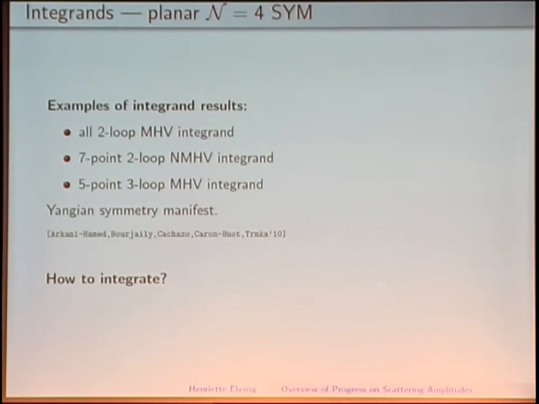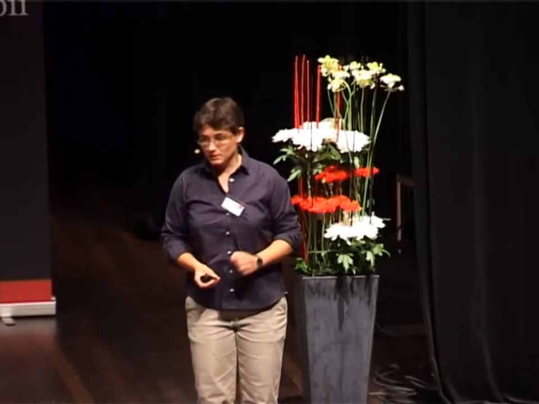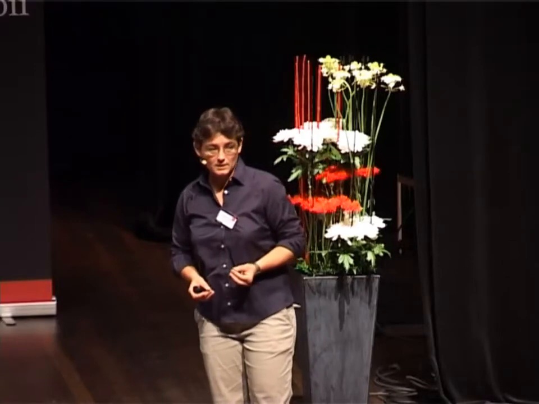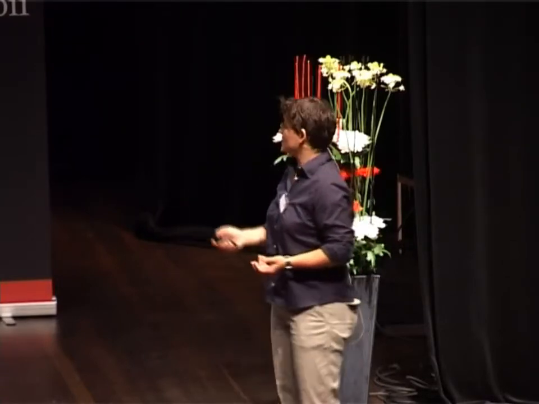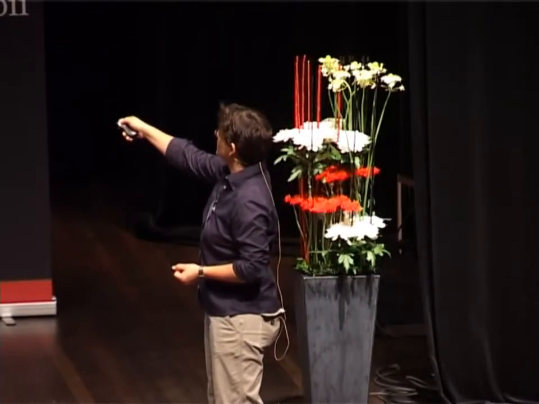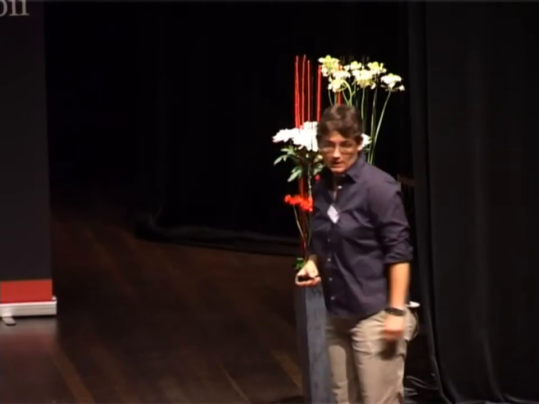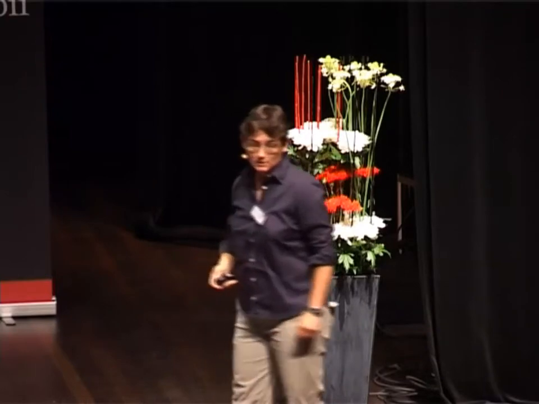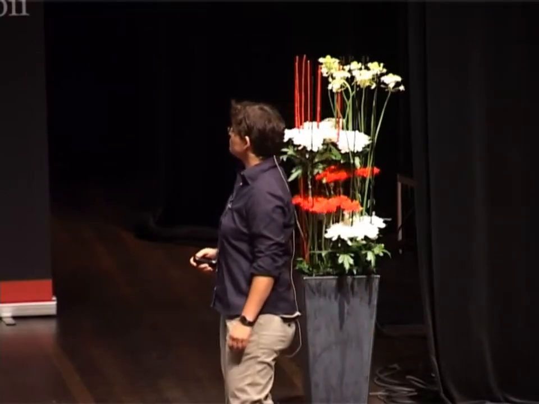The question is, of course, once you have obtained this integrand, how do you integrate it? But keep in mind also that if you were to obtain this integrand from Feynman diagrams, it would be an almost perhaps impossible task for something like a seven two-loop NMHV case. So this is definitely progress, but how do you actually integrate these expressions?